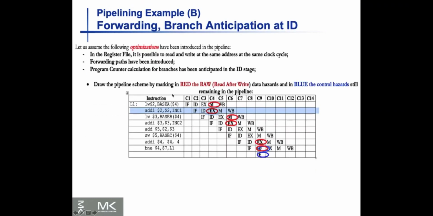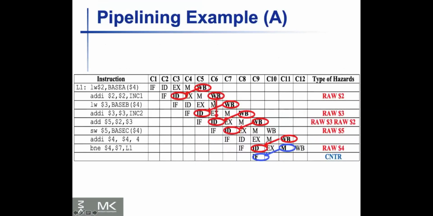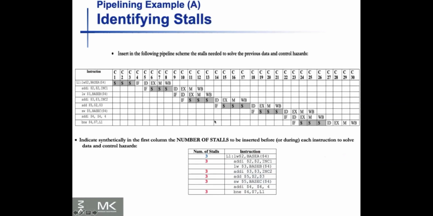Normally these questions might have several parts, and gradually you're going to be given more optimizations in the question statement. So some of the stalls might be resolved. For instance, in this case, the optimizations are as follows. In the register file, it's possible to read and write at the same time. So we might be able to resolve this write back and ID conflict. If nothing else changes here, we can read and write at the same time. While this is writing, it can read the output of the write in the ID stage.